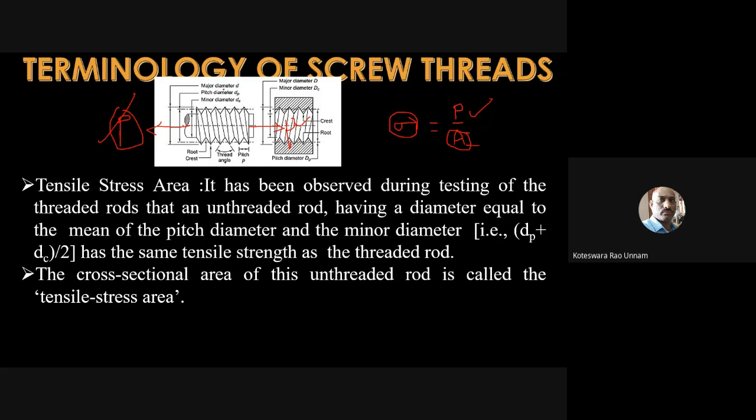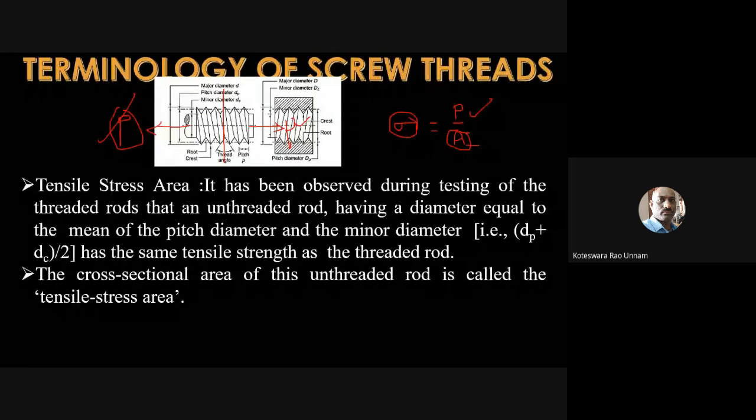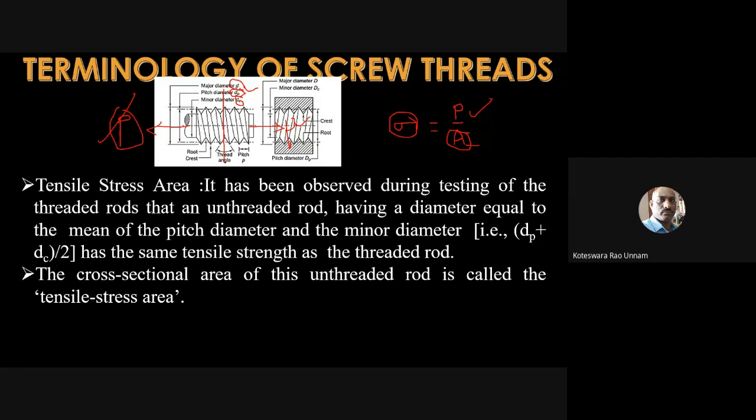Now if I take a section at some particular location, something like this, I have different diameters: a minor diameter dC or root diameter, similarly the major diameter and the pitch circle diameter. Now which diameter do I need to consider to calculate this area? That is the next question. Because you have three different diameters, which diameter do you have to consider for calculating the area?